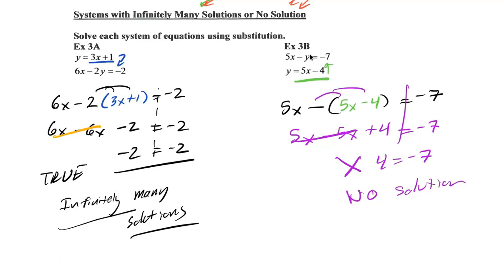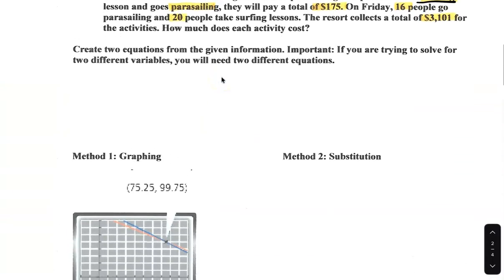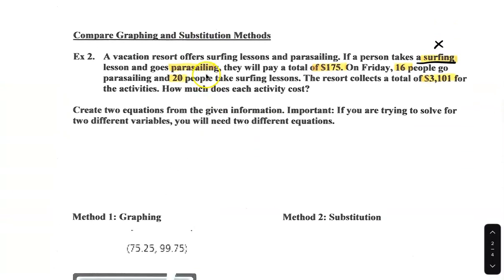So that's what happens, right? That's how you know you have one of those, is when your variables cancel out and all you're left with is a statement. If it's true, infinitely many. Not true, no solution. Okay, let's quickly do one last problem. We're going to do an application problem that kind of ties everything together.